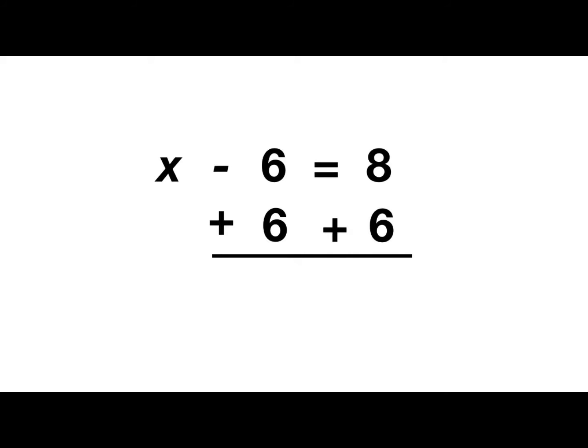Now we can solve this equation out. Well, minus 6 and plus 6 will cancel out. We'll just have an x. And on the right side, we'll have 8 plus 6, which equals what? 8 plus 6 equals 14. So in this, x equals 14.